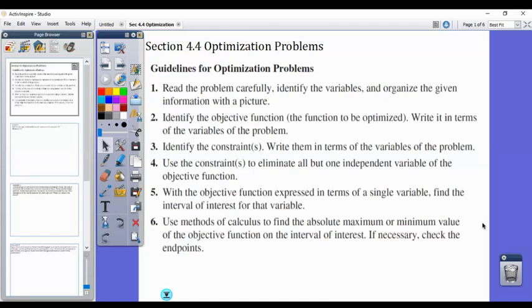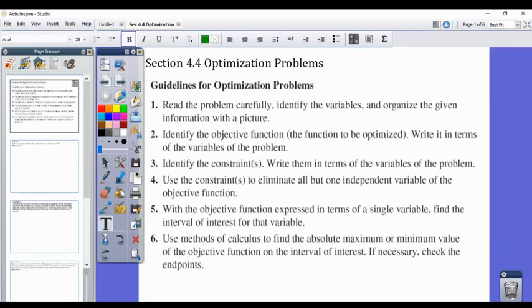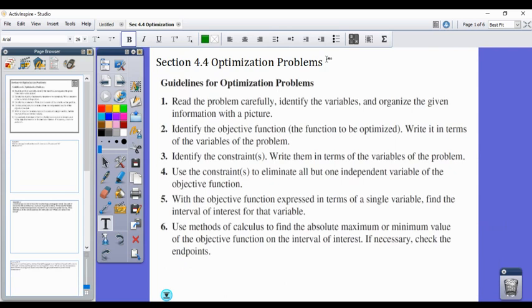Okay, so this section is about optimization. And this is actually probably something that you'll see most commonly in the real world. So what we are going to be using this for is to determine the absolute max or the absolute min based on some specifications.